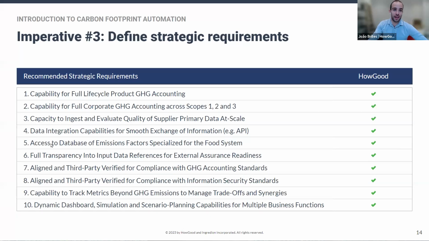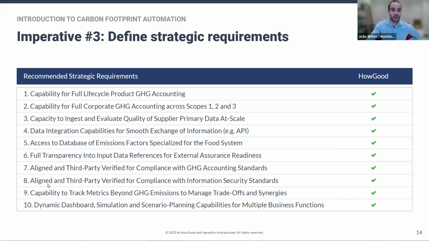Five, search for databases that are specific for the food system, because the food system is highly complex. You want to make sure that you are using emission factors that reflect the nature of the raw materials you're using. Six, look for transparency into data sources. Seven, look for compliance with the GHG accounting standards that we just covered.